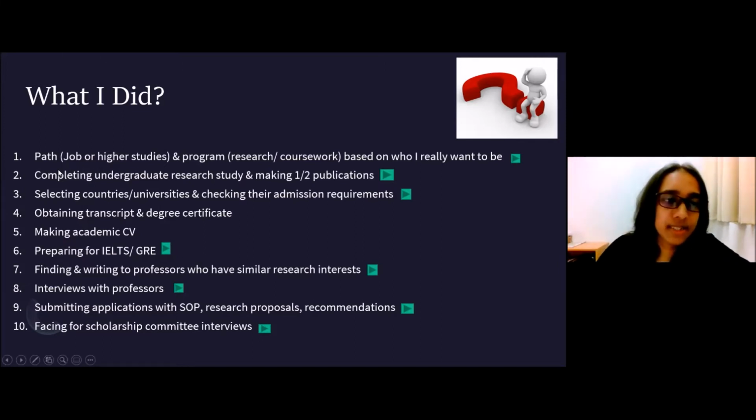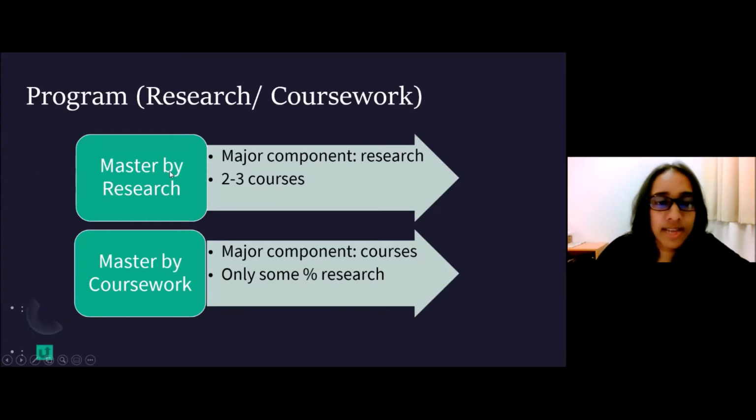The first step is selecting the path. I think Dr. Bandara has already elaborated this, and the program. As Dr. Bandara said, a PhD is a postgraduate study by research, but there are two types of master's, by research and by coursework. When I was going to apply to Canada, we cannot do a direct PhD there. It is their requirement that we have to do a master by research before starting the PhD. So for such countries, we have to do a master by research.